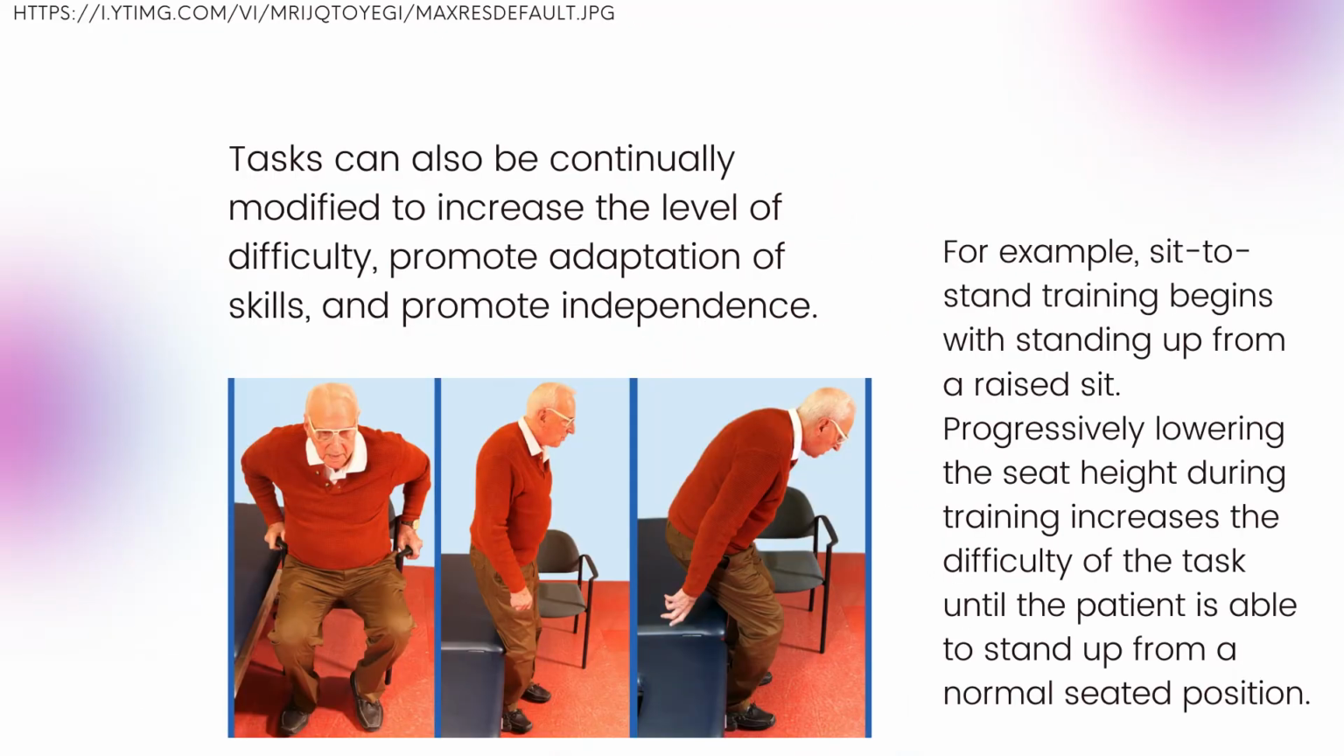Tasks can also be continually modified to increase the level of difficulty, promote adaptation of skills, and promote independence. For example, sit-to-stand training begins with standing up from a raised seat. Progressively lowering the seat height during training increases the difficulty of the tasks until the patient is able to stand up from a normal seated position.